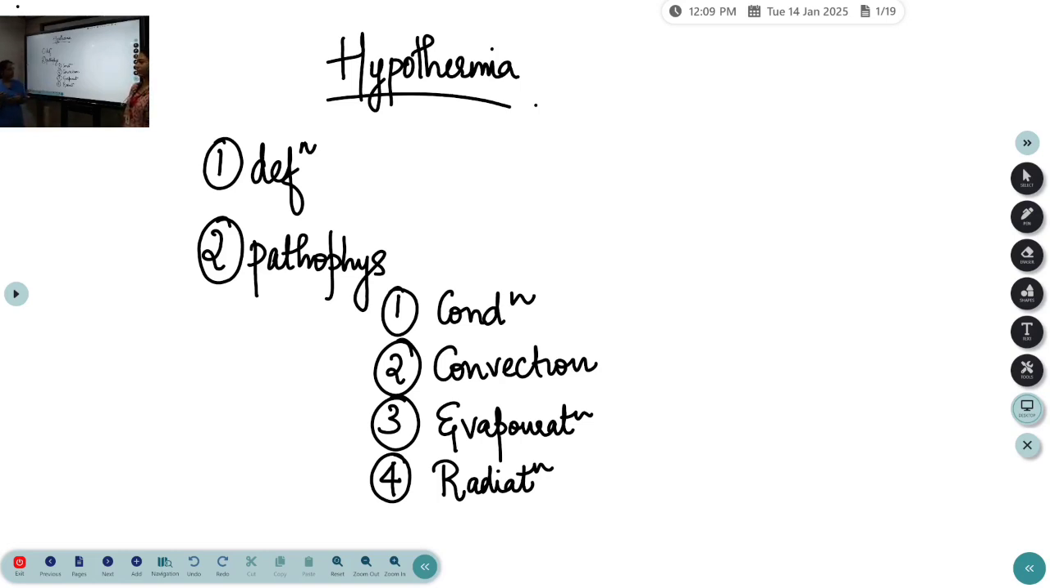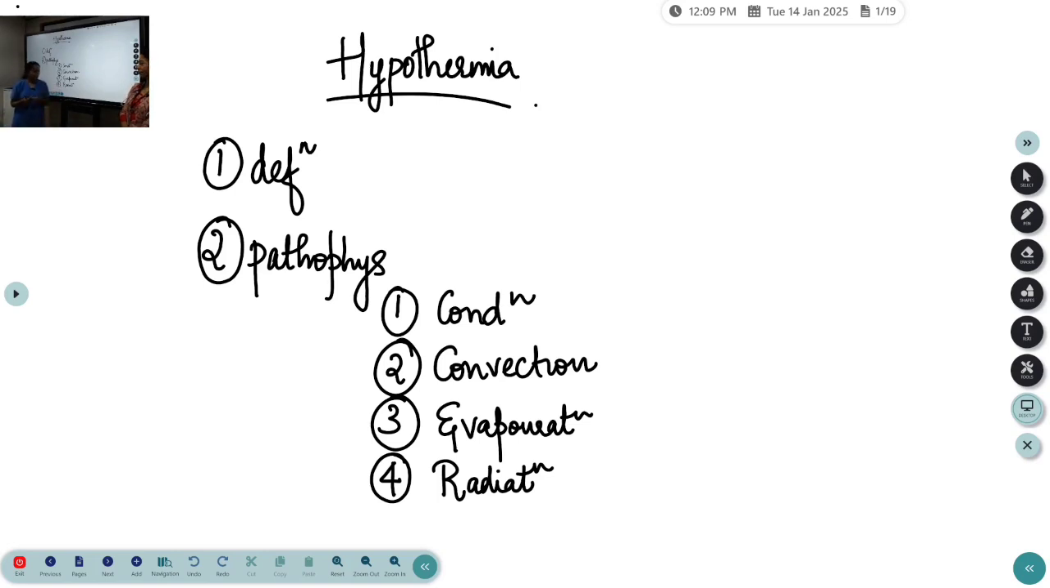Conduction is when we come in contact with a cold object, we have heat loss. So that is known as conduction. Convection is when there is direct contact with cold air, cold wind and cold fluids, we lose the temperature. So that is known as convection.